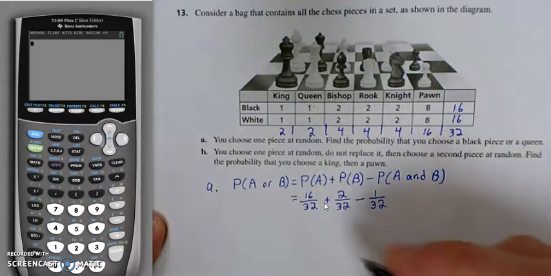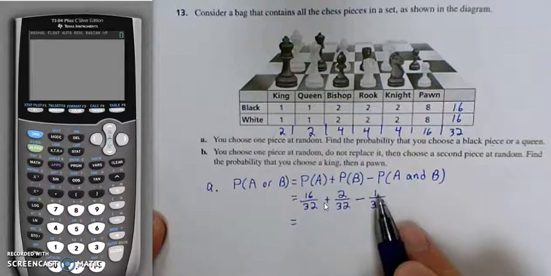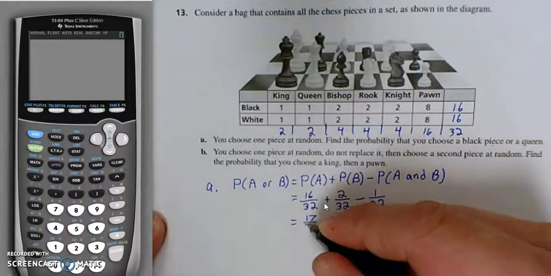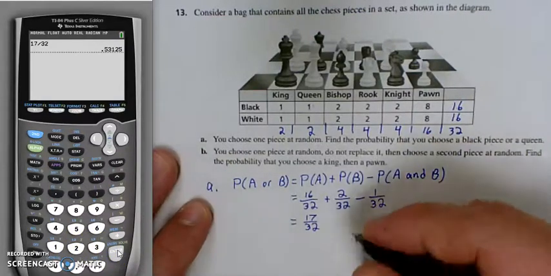Now that I've got this set up, I can go ahead and add these together. 16 plus 2 is 18, minus the 1 is 17 out of 32. And I'm actually able to go ahead and type that in. I could have typed it in at the beginning. I just chose to do that first part by hand. And I'm going to get 53.1%.